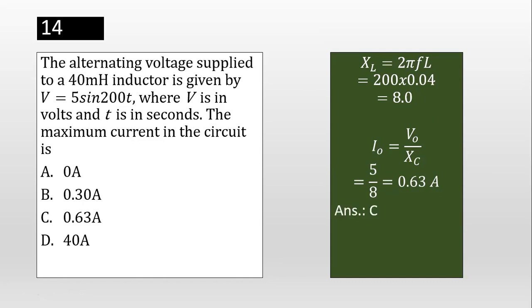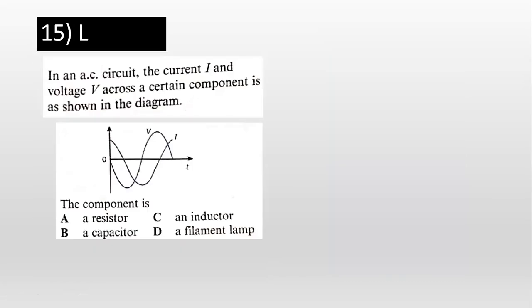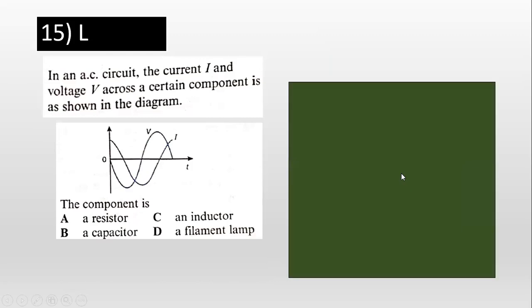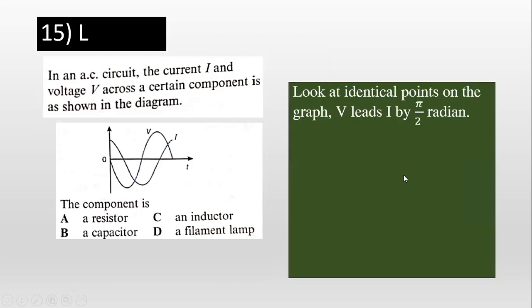This one, you're all right, you can do it. Good. This one also you can do it. In an AC circuit, the current and voltage V across a certain component is shown. The component is, so sometimes it's very memory only. This one tells you V leads I. Look at this point there, going down, this is also going down. So V comes first, so V leads I. So the answer is C, an inductor.